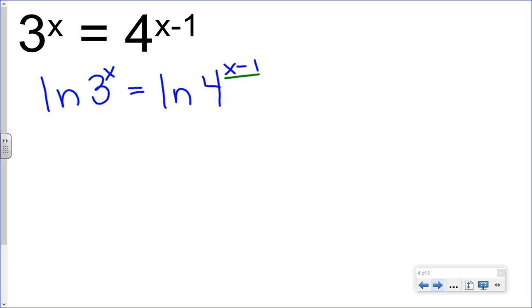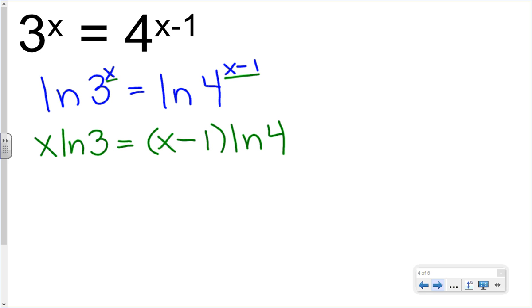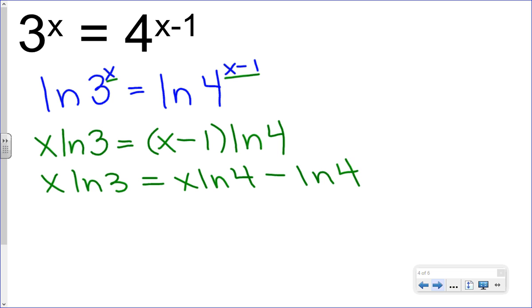We have these exponents here, right? What can we do with exponents that are inside logarithms? We can multiply them out in front. So that x can multiply out in front of the natural log of 3. And this x minus 1 can multiply out in front of the natural log of 4. Since we have x minus 1, the quantity, times the natural log of 4, we can distribute that through.